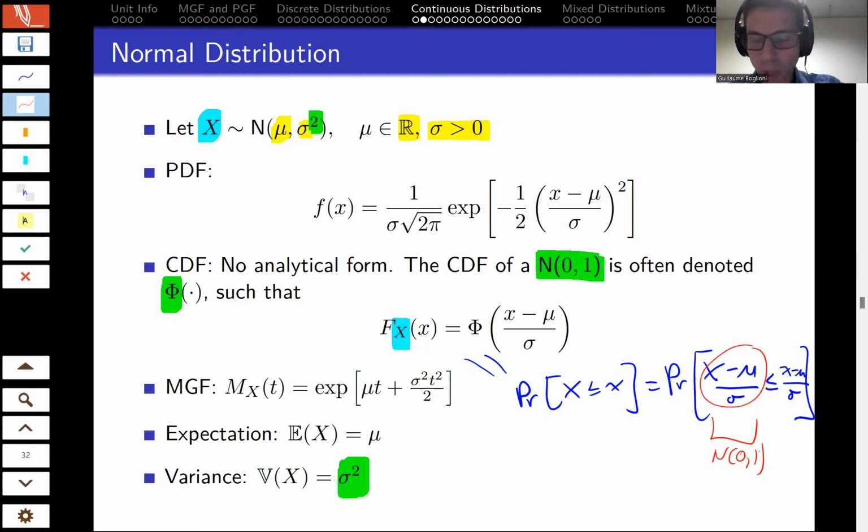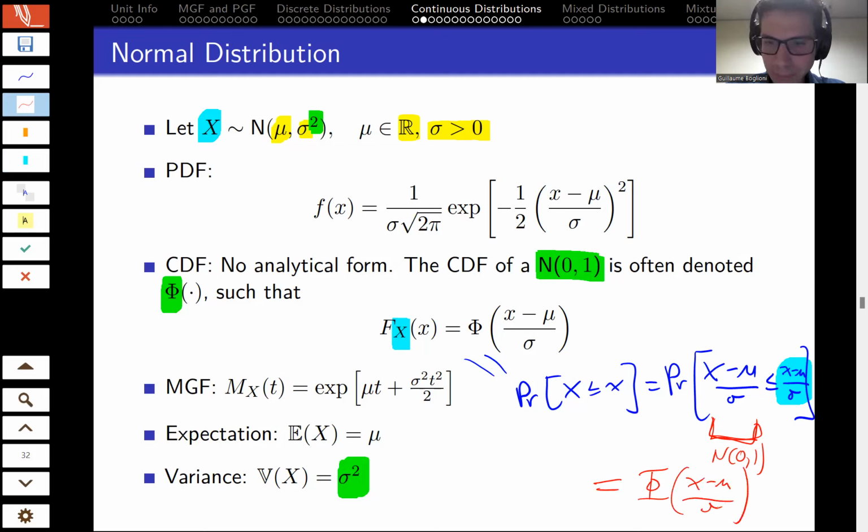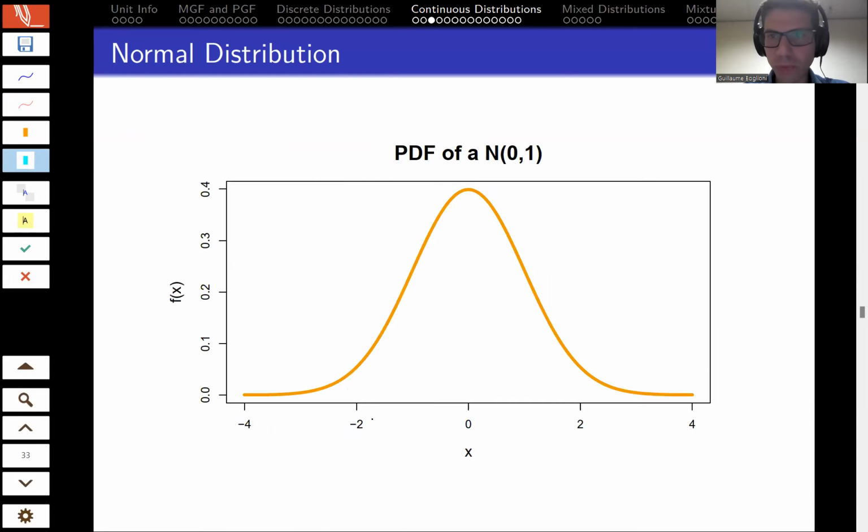Because this is a normal 0, 1, you can write that this is Phi, the CDF of a standard normal evaluated at this argument. So this is the same thing as Phi of x minus mu divided by sigma, just the same thing as we have over here. The moment generating function, you have it here. It's always defined, so it exists for every possible t. And you know the shape of a standard normal. It has this totally symmetrical bell curve type of shape.